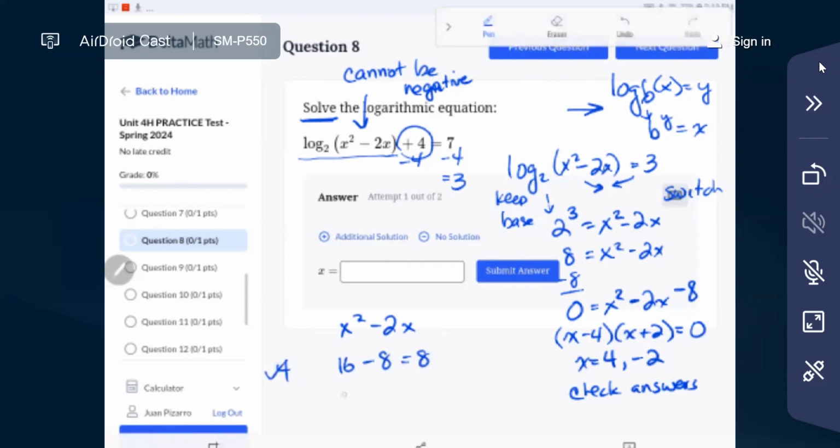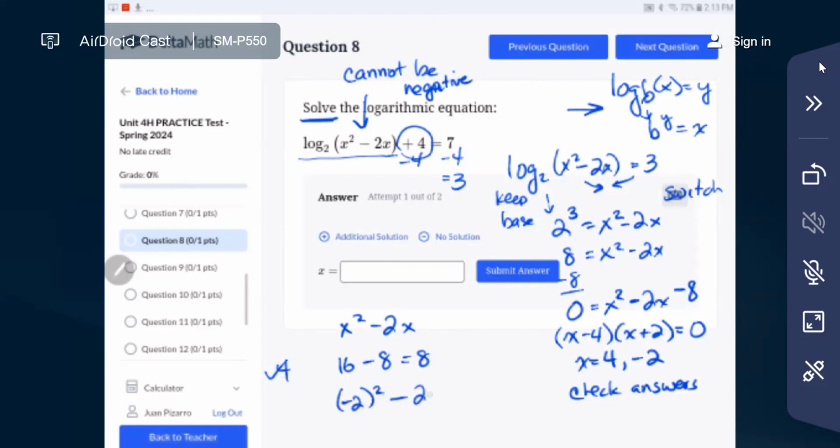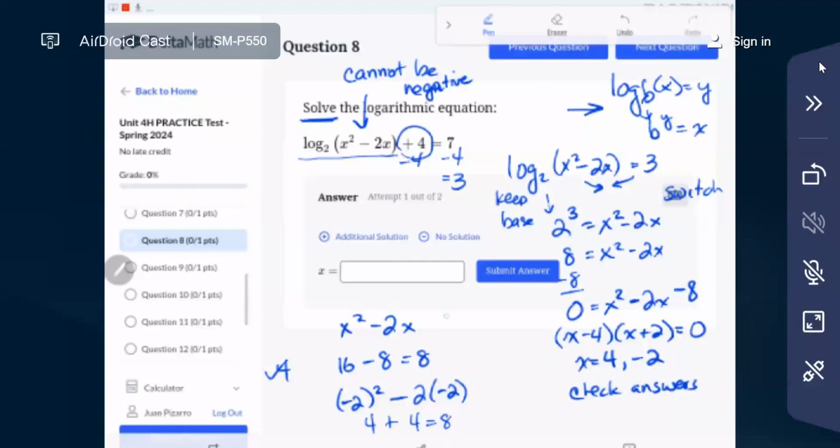And the second answer is going to be negative 2 squared minus 2 times negative 2. Well, this is 4, and this is also going to be 4, so that's 8. So actually, both those answers work. So x equals negative 4, and x equals 2. Oops, sorry, I have this backwards. So x equals 4, and x equals negative 2.